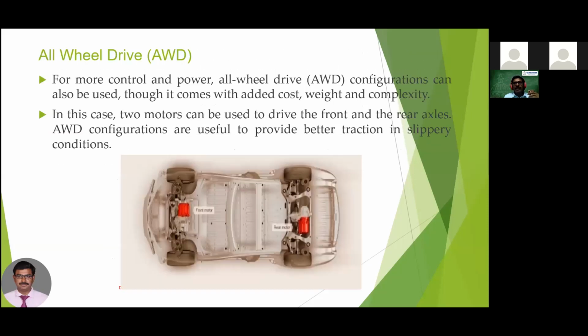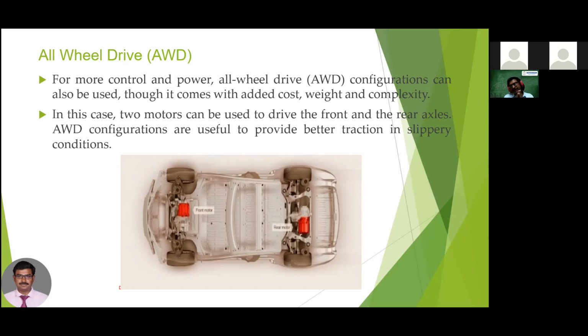Next, what do you mean by all-wheel drive system? As I told you, there are two driven options: front wheel or rear wheel. If we use both the front wheel drive as well as the rear wheel drive, then it is nothing but the all-wheel drive system. You got my point? There will be more control and power. But the problem with this is that I am using motors for both the front axle and the rear axle. So what happens? It is costlier, and the weight of the vehicle will be more.